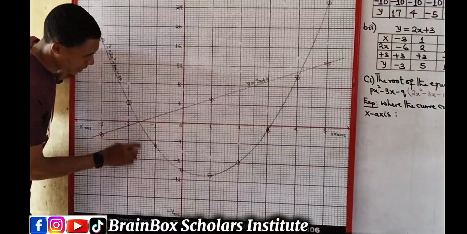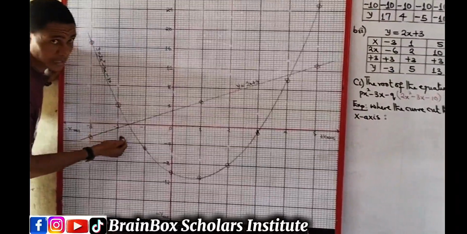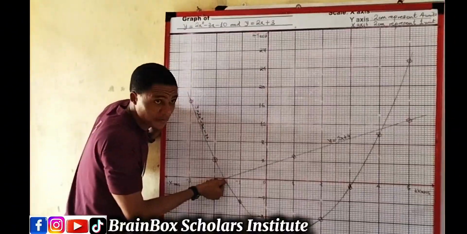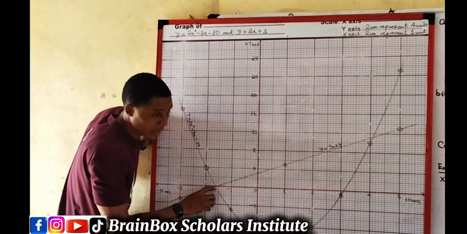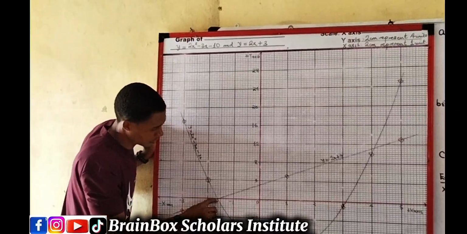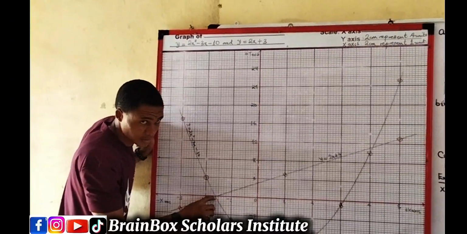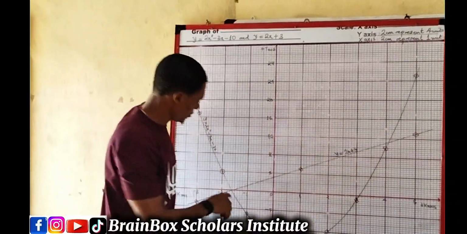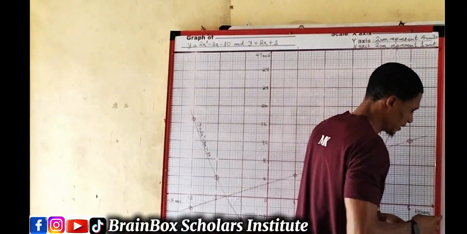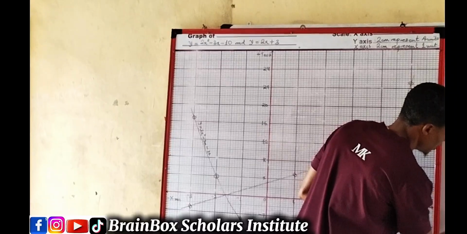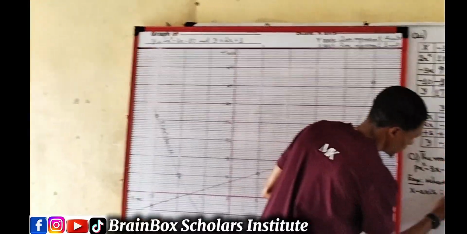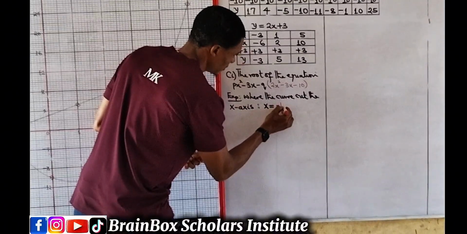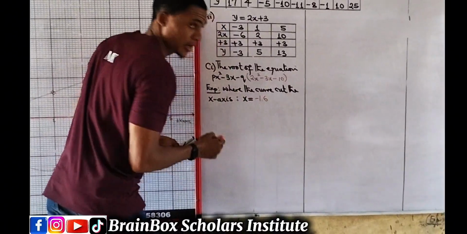Let me change the value here. Remember, the value of the small tiny line here is 0.1, so the middle here is 0.5. Do you see it's cutting at minus 1.6? So here, x is equal to minus 1.6.